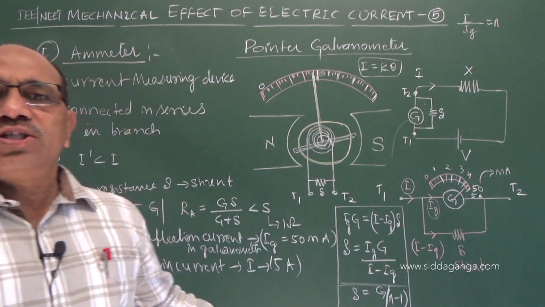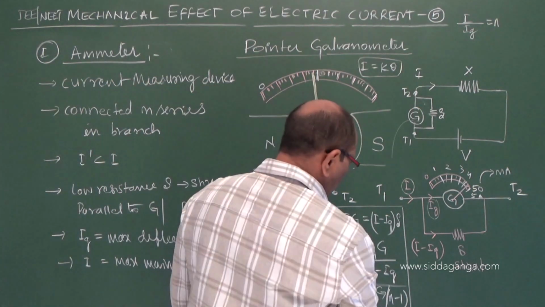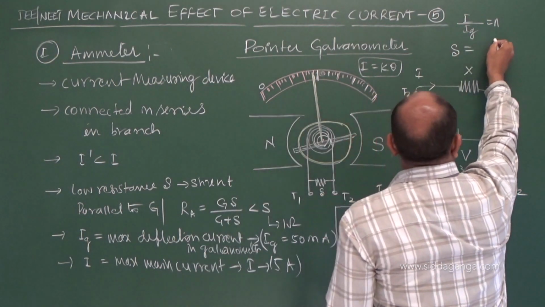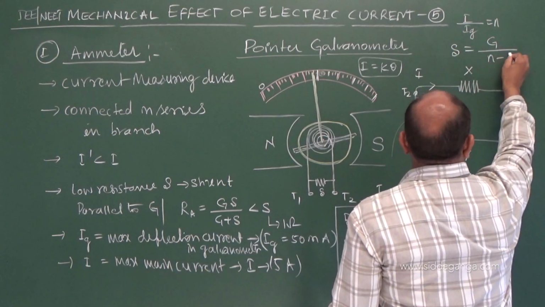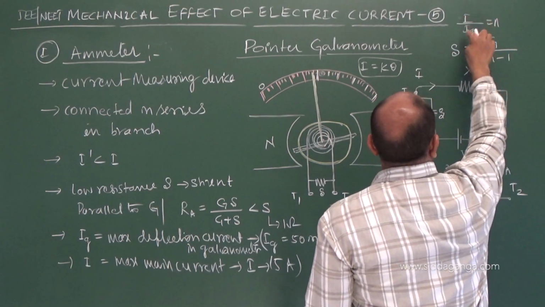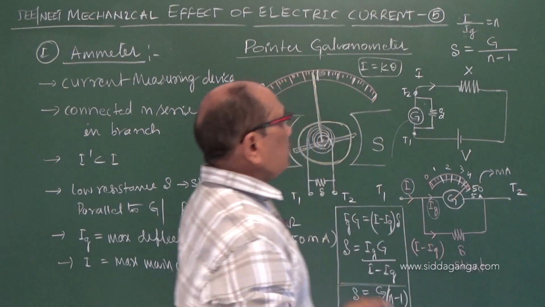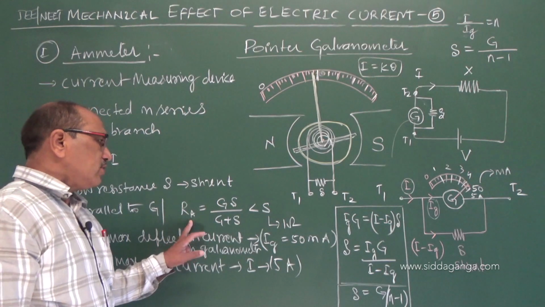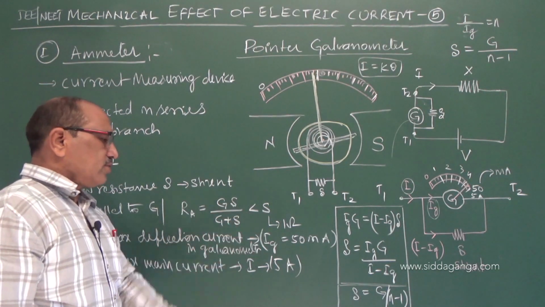You can see that G into N minus 1, S equal to G upon N minus 1. S becomes G upon N minus 1. Maximum by Ig, so one we got. What is the effective resistance of the ammeter? It means Gs upon G plus S.